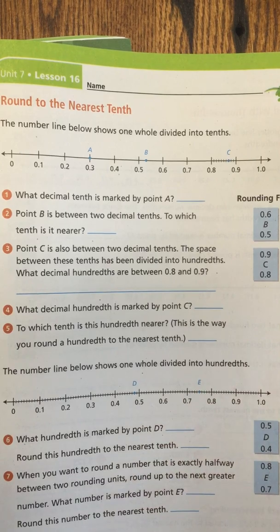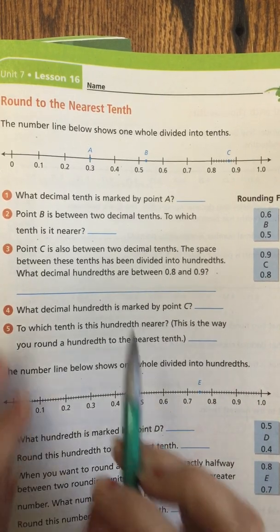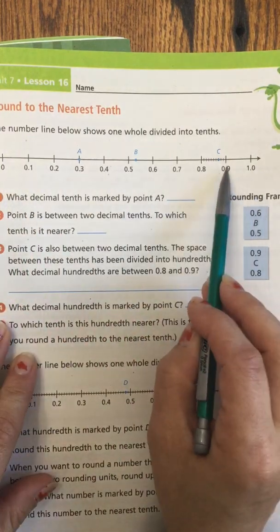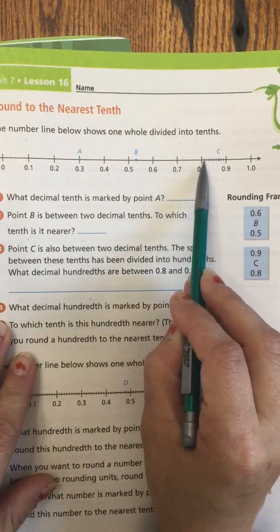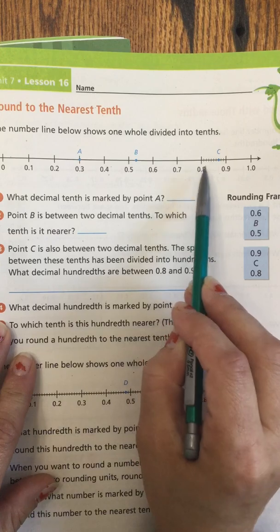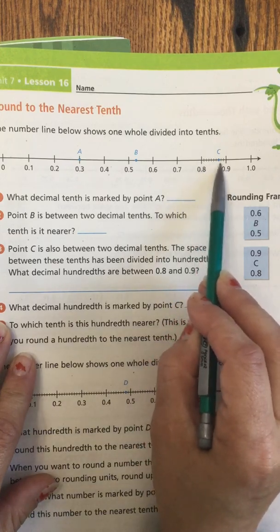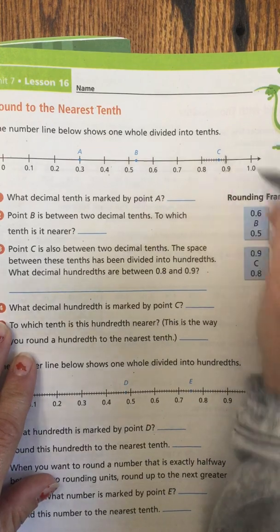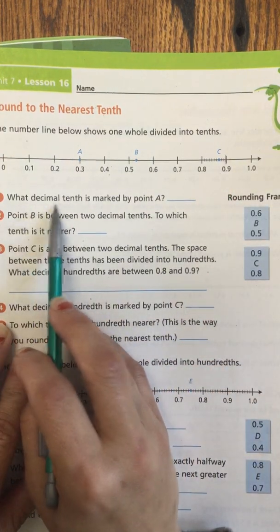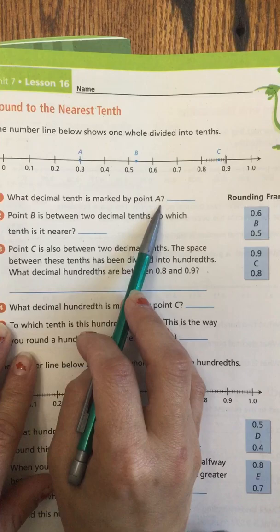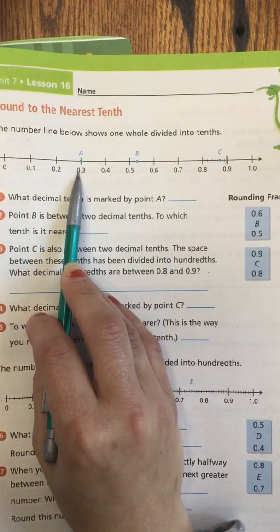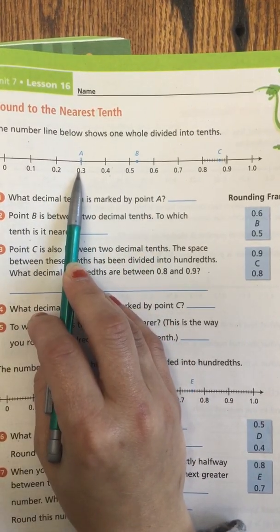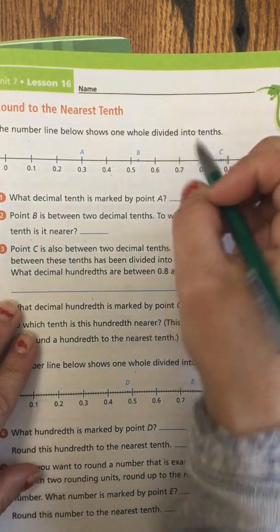The number line below shows one whole divided into tenths. So the whole is broken up into tenths. But you gotta remember, between 8 tenths and 9 tenths, there's 9 little markers. 10 would be the whole, which would move it up to the next tenth. So what decimal tenth is marked by point A? Well, what's marked by point A? It'd be 3 tenths.